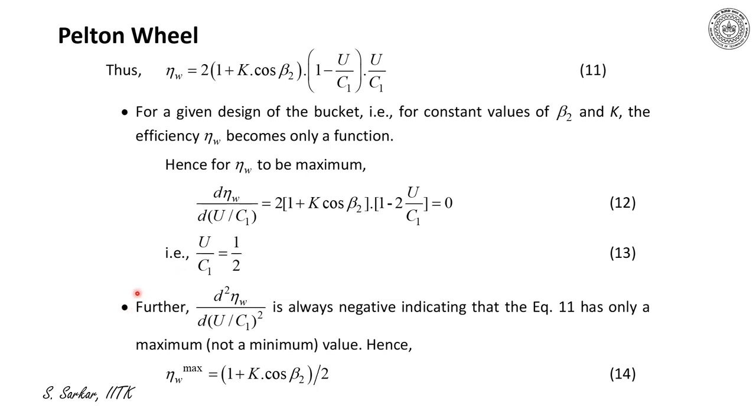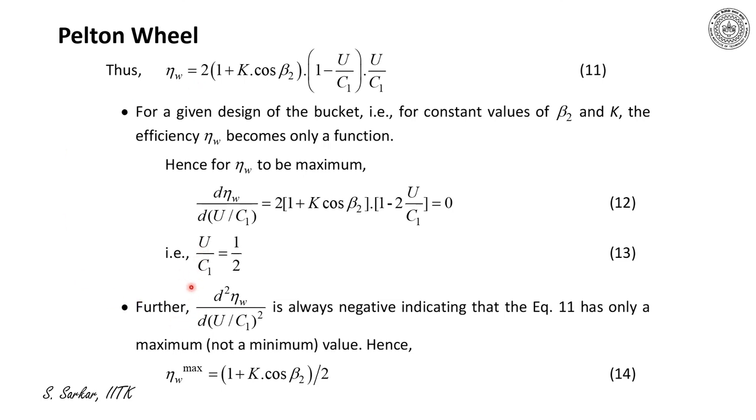Further, please note that if we differentiate this further, that is d2 eta w by d u by c1 squared, then one can realize that the double differentiation of eta w with respect to u by c1 is always negative, indicating that equation 11 has only a maximum value.